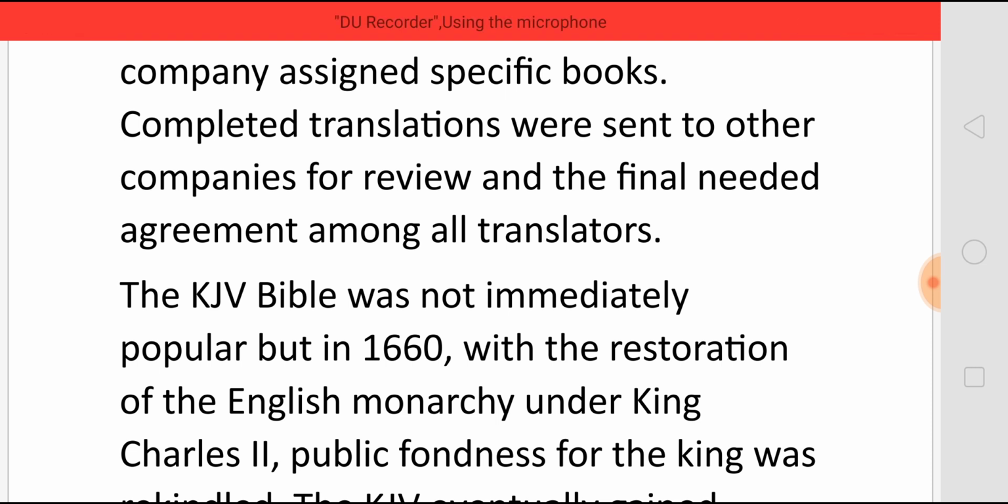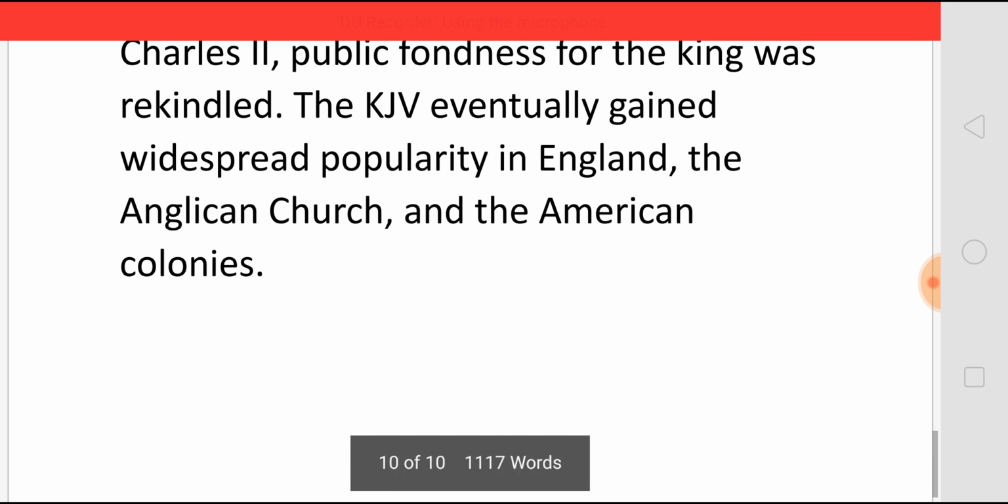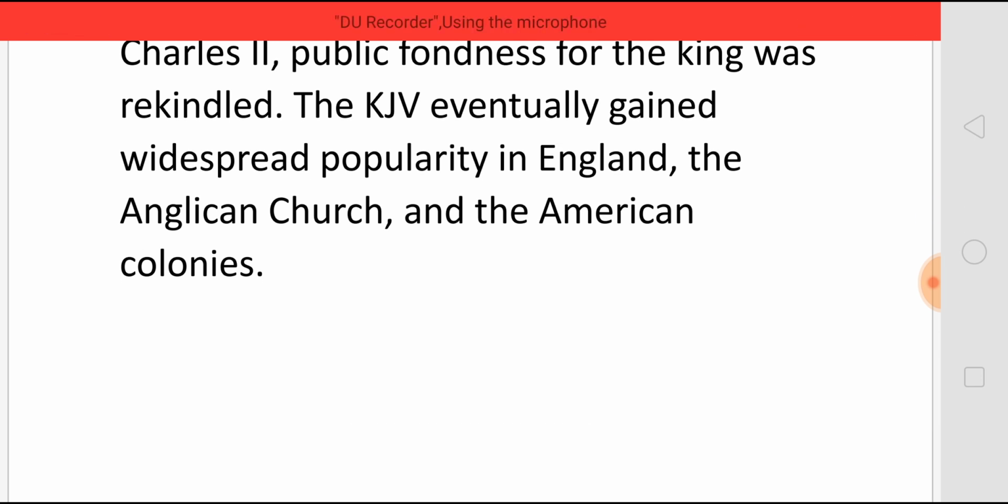The King James Version Bible was not immediately popular, but in 1660, with the restoration of the English monarchy under King Charles II, public fondness for the king was rekindled. The KJV, that is King James Version, eventually gained widespread popularity in England, the Anglo-Indian Church, and the American colonies. And thus, the Bible was translated from Greek to English.